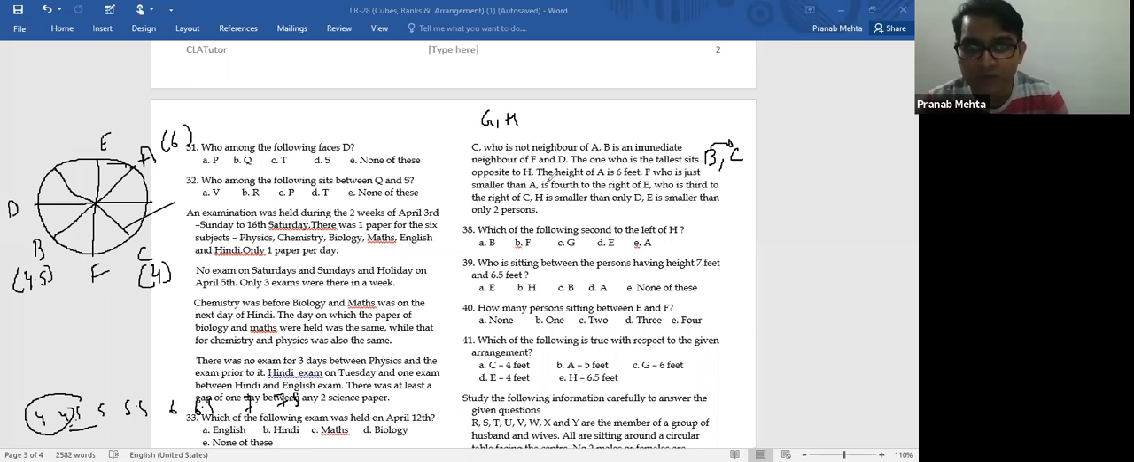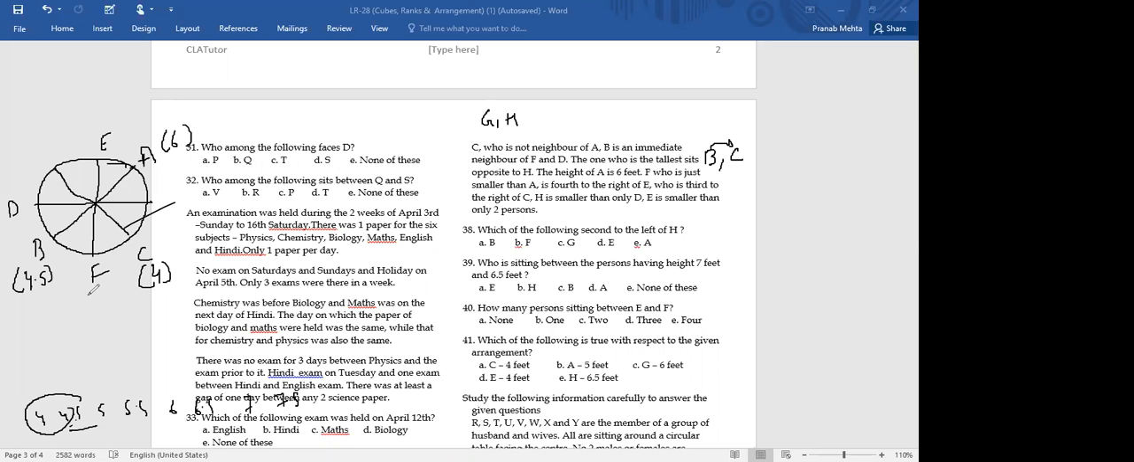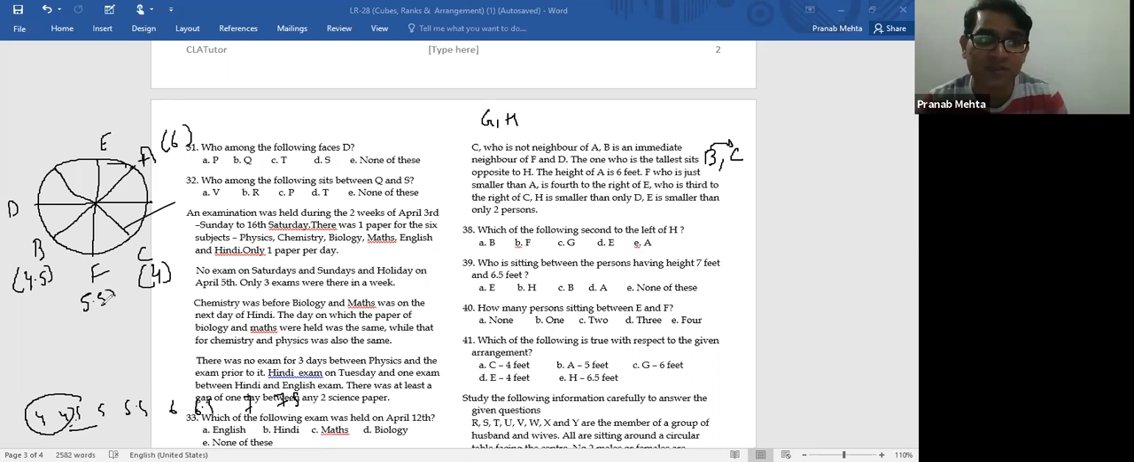Okay, now we have already got A. The one who is tallest sits opposite to H, we know this. The height of A is 6 feet, all right, so this data is there with us. Now remember, F who is just smaller than A, so F is 5.5. You have to be careful with the statement: F is just smaller than A, so F becomes 5.5.